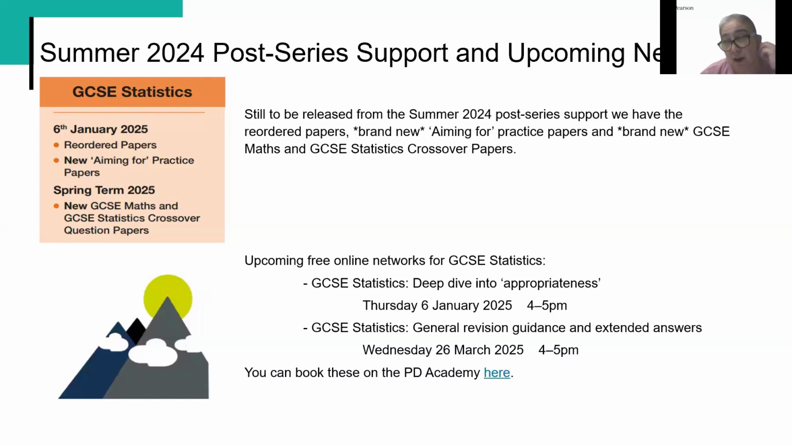So in January, there'll be an aiming for 4 on foundation and an aiming for 7 on higher. And then, like I say, some more crossover papers and then the reordered papers. A note about the reordered papers: I love the reordered papers. What I'd say, and again, context specific, is that I wouldn't use reordered papers with everyone.